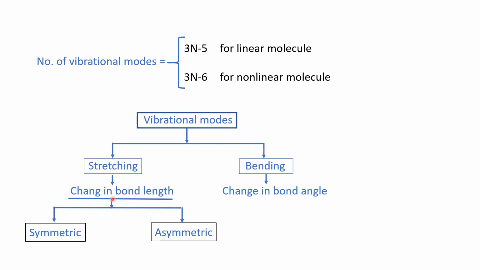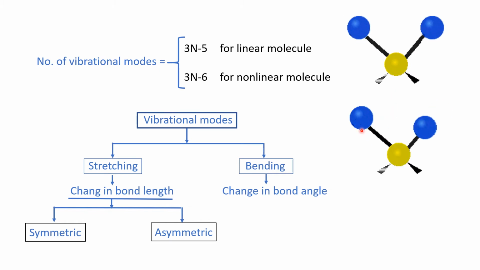The vibrational modes have two types, stretching and bending. Stretching is associated with the change in the bond length, while bending is associated with the change in the bond angle. The stretching is further divided into symmetric and asymmetric stretching. For example, this one is symmetric stretching. You see that these two outer atoms go out and come in simultaneously.